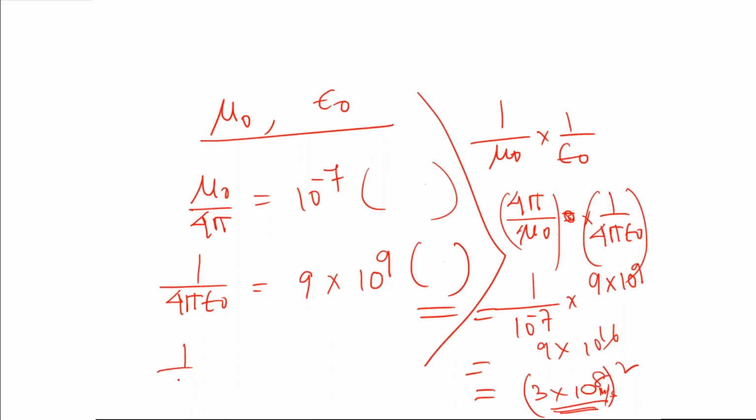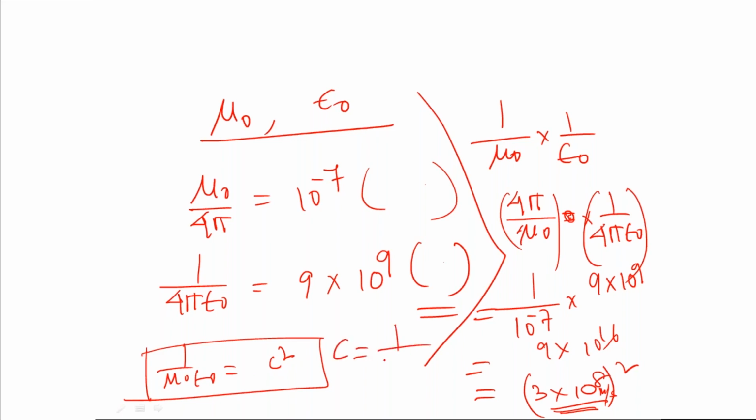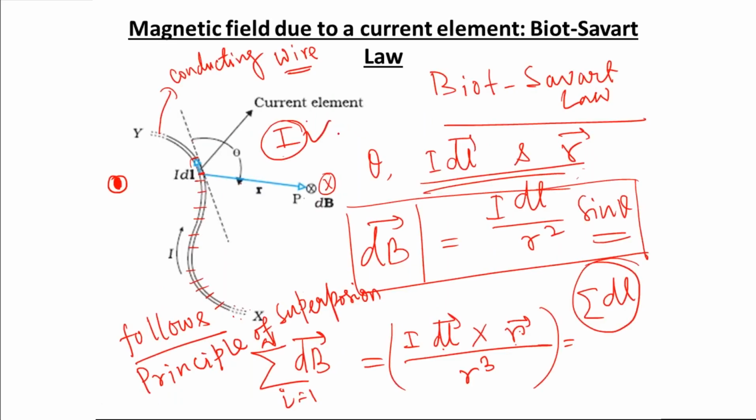So we have a relation between these two: 1 by mu naught epsilon naught will give you c square. C is the velocity of light in vacuum. Or in general we write c is equal to 1 by root of mu naught epsilon naught. So this we will learn again during our electromagnetic theory in the 8th chapter. All right.